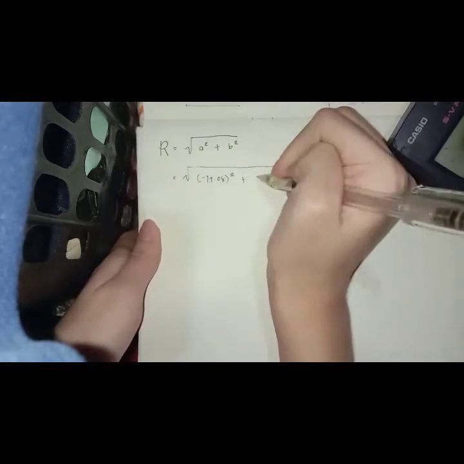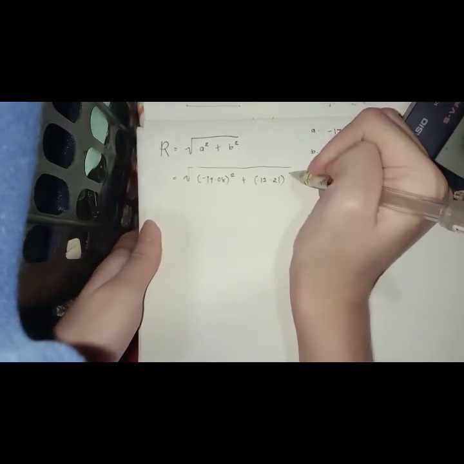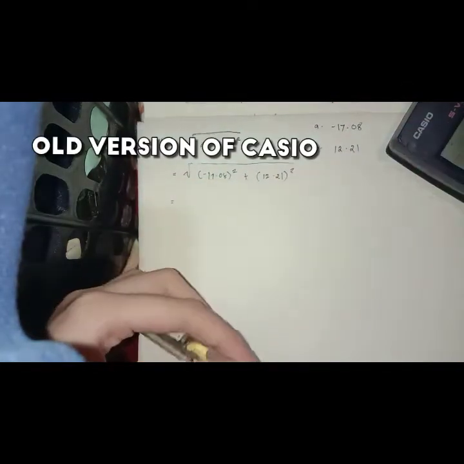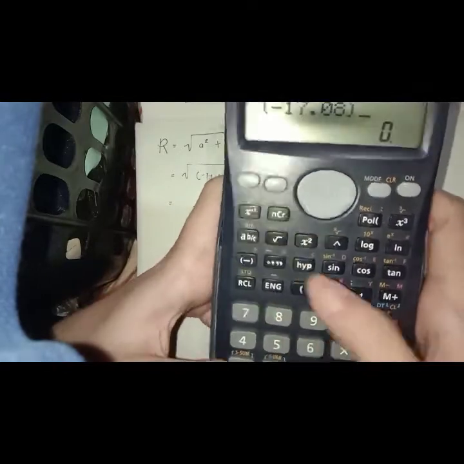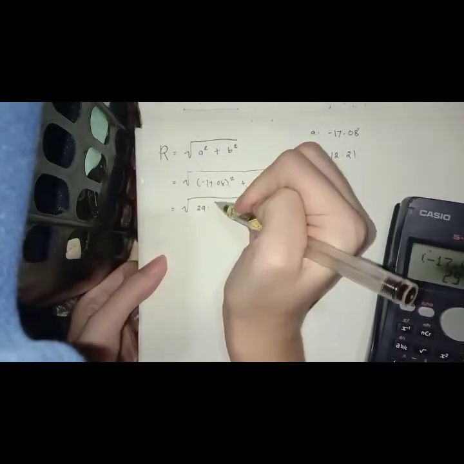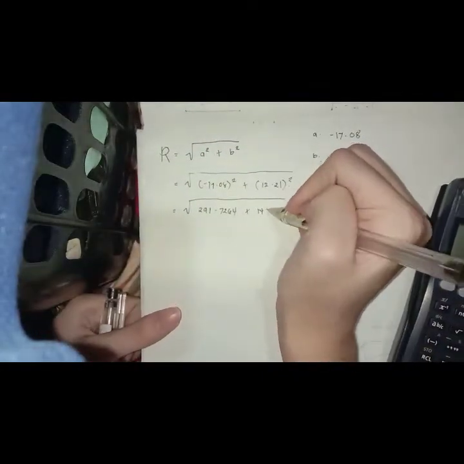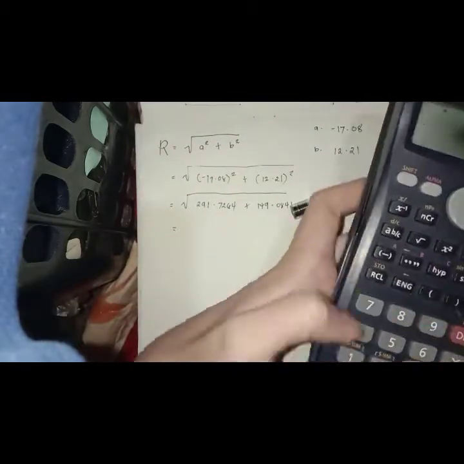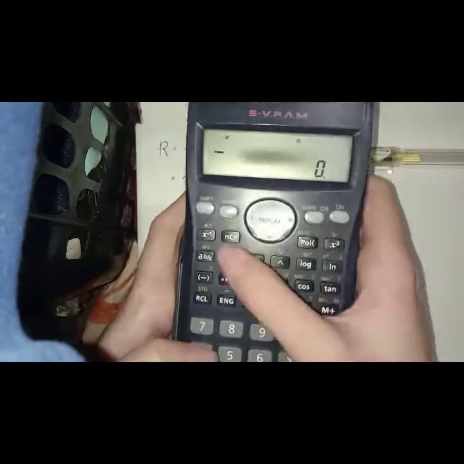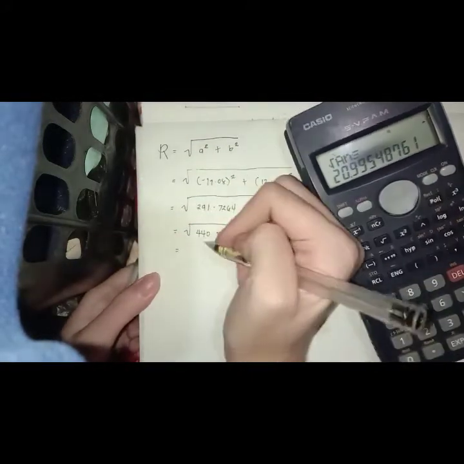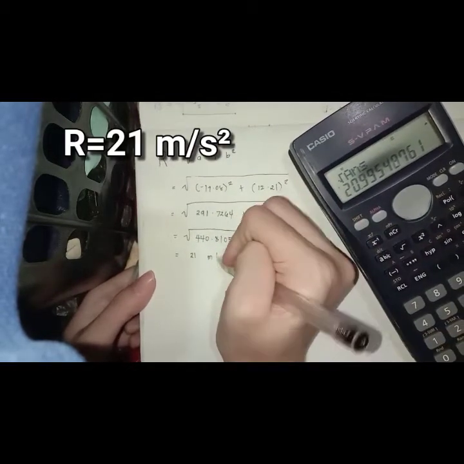Since I'm using the old-fashioned Casio, let's do it step by step. 17.48 squared plus 12.21 squared. Square root of 440.8105. So this is the answer, the resultant: 20.995 or 21. Don't forget the unit, guys.